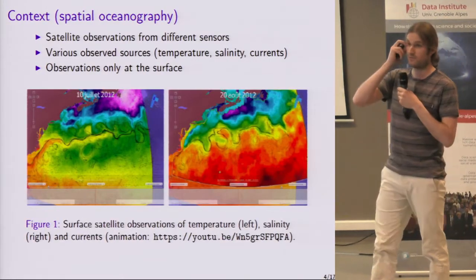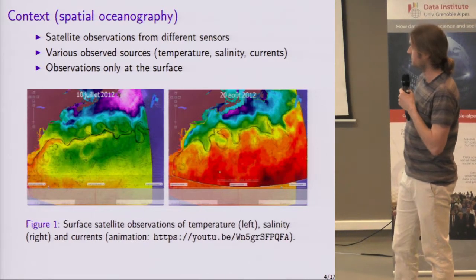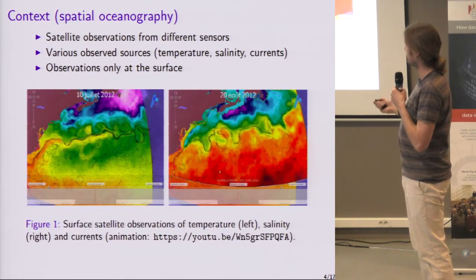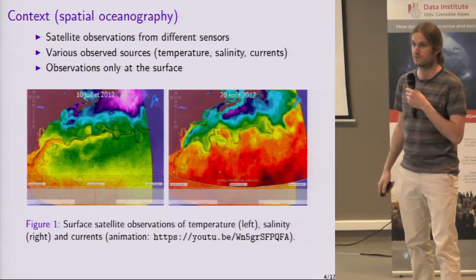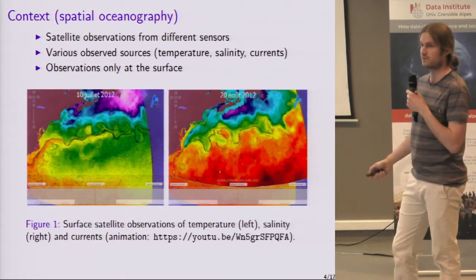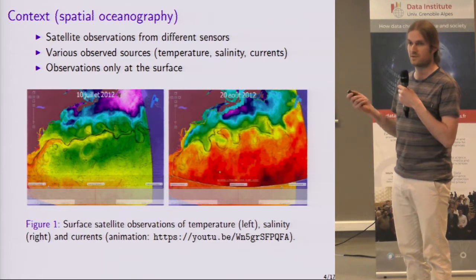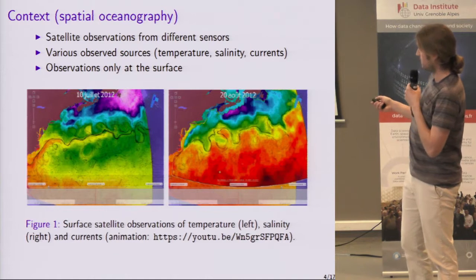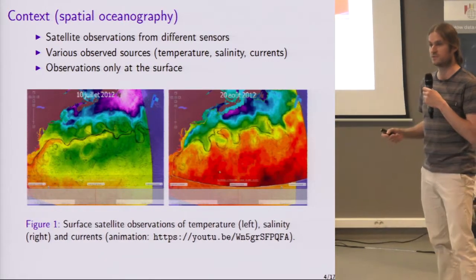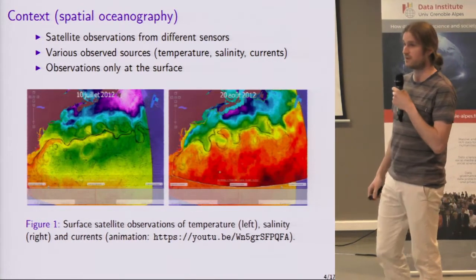So the context is the following. I am interested in oceanography, and especially the surface of the ocean. Basically, when we are studying oceanography, we are interested in three main variables: temperature, salinity, and pressure, and this pressure gives you the surface currents, for instance. The main goal of this study is to estimate as well as possible these three variables at every location and every time step. So the idea is to reconstruct these three variables at a very, very high resolution in space and time.